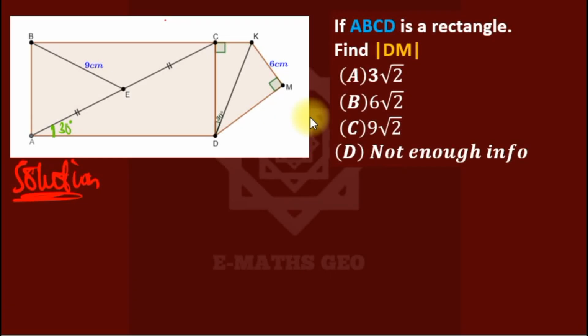ABCD is a rectangle. We're asked to find DM. Before I solve this, there is a property of a right angle triangle: a median is a line. Once this is a right angle triangle, this is 90.